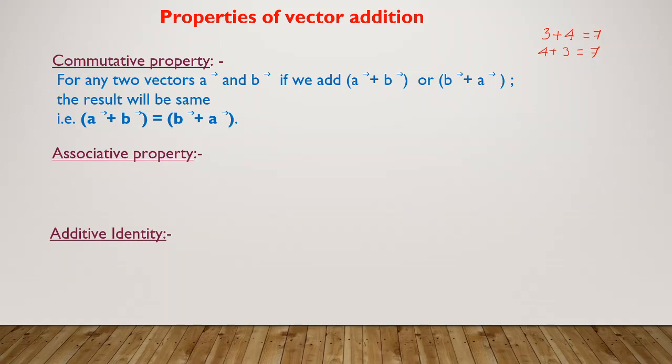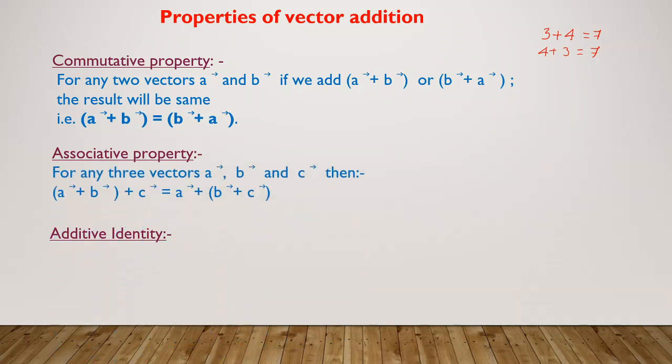For the associative property, when you add any three vectors by changing the grouping, the resultant vector again remains the same. Here I am making A plus B one group and then adding C. Here B plus C is one group and then I add vector A. The resultant of both will remain the same. That's the reason we say the associative property exists in vector addition.